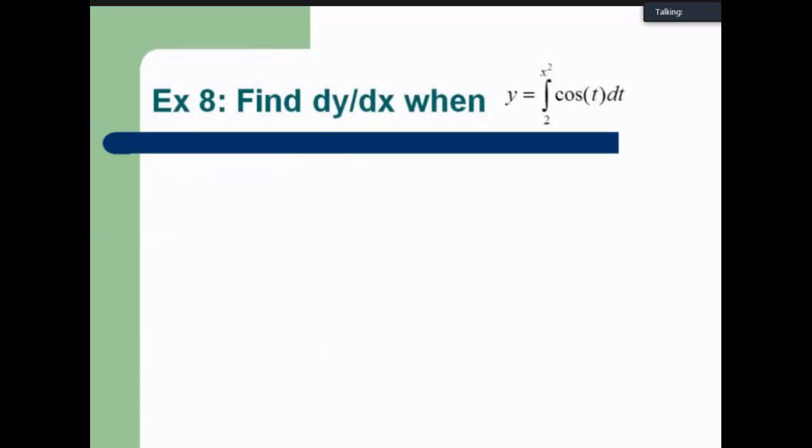Okay. Find the derivative when y equals the integral from 2 to x squared of cosine t dt. So once again, dy dx is equal to d/dx of the integral from 2 to x squared of cosine t dt. That's what that's saying.